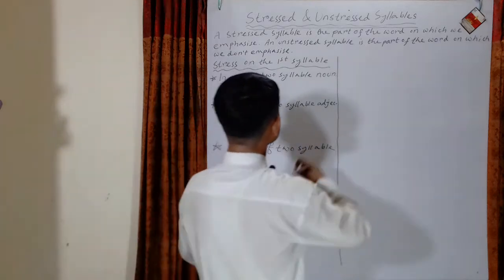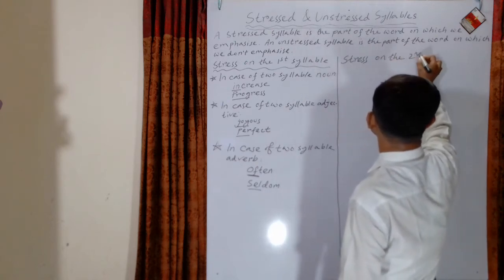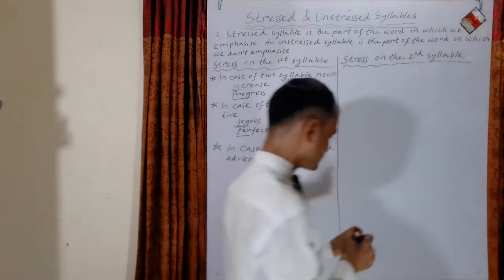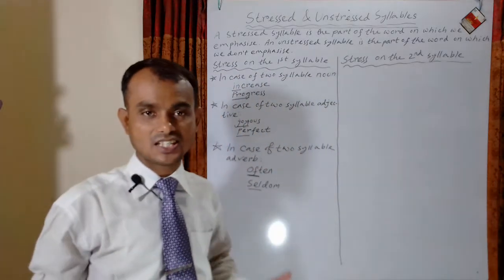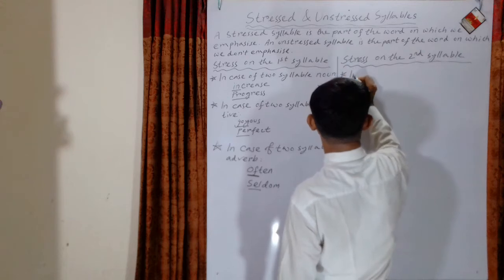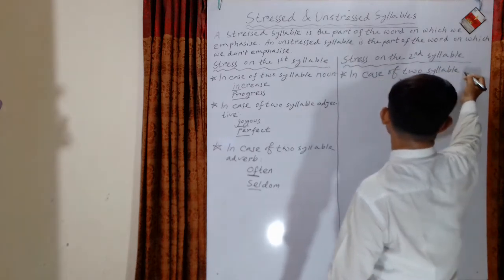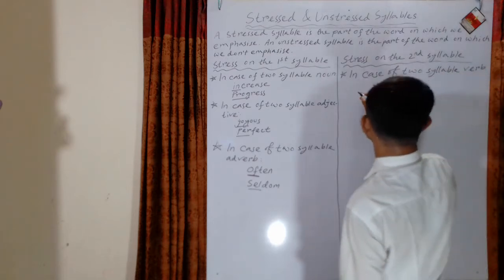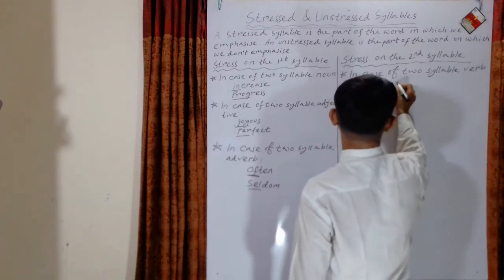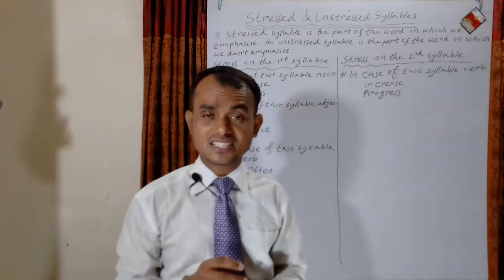Dear students, stress on the second syllable. Now I am going to discuss where to stress on the second syllable. In case of two syllable verbs, it happens. For example, two syllable verbs: increase and progress. The same words. There are two words, increase and progress.